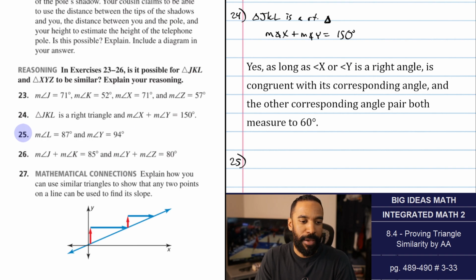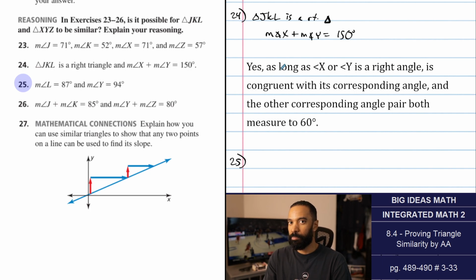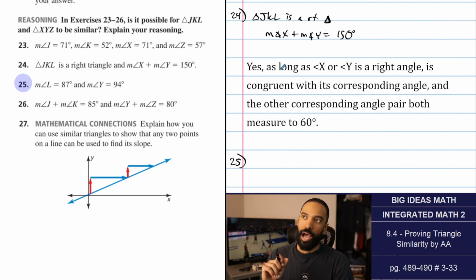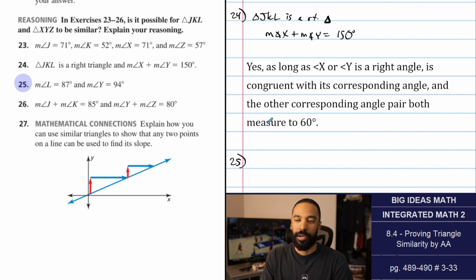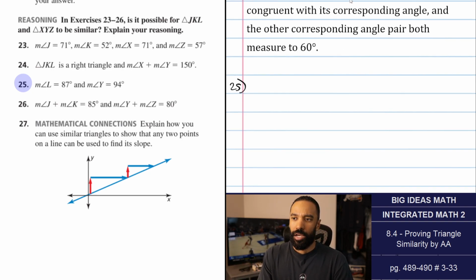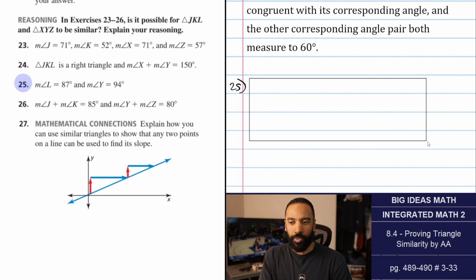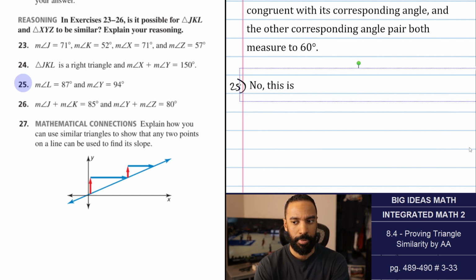Number 25, if measure of angle L was 87 degrees and measure of angle Y was 94 degrees. Well, L doesn't correspond with Y, so you're thinking possibly. I'm thinking one step further, which is going to say probably not, though. And here's how I want to say it. I'm already seeing how it would work, so I just need to figure out how to write it and explain it best to you guys. So this is not possible is what I'm going to say here. So no, this is not possible. I'm going to start with that.